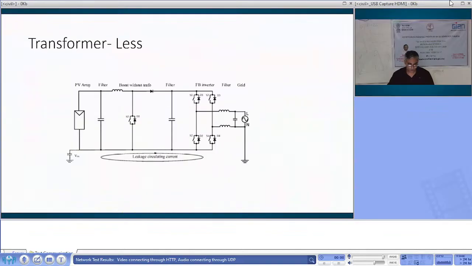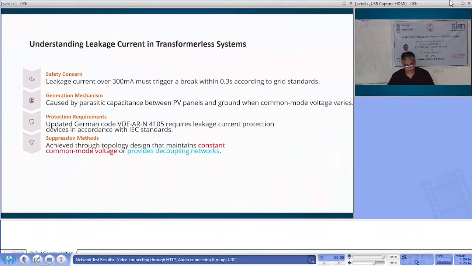So what is the problem when there is no transformer? Okay, so we have the problem of leakage current. You can find out it forms some circuit, okay, that can flow the leakage current, because there is no galvanic isolation. Okay, we'll again come to this point. This is the diagram. Okay, so understanding the leakage current in transformer-less system.